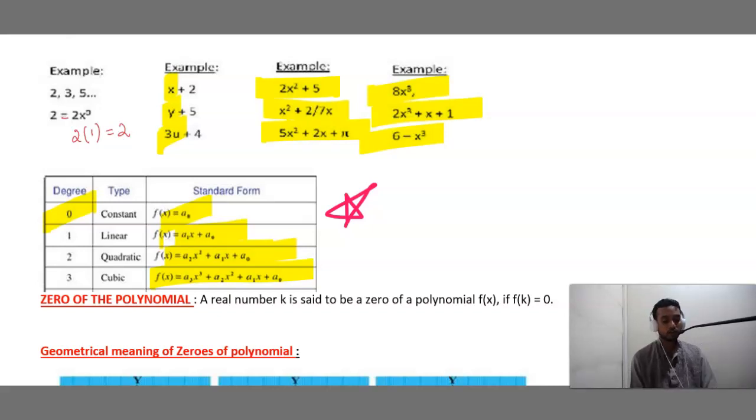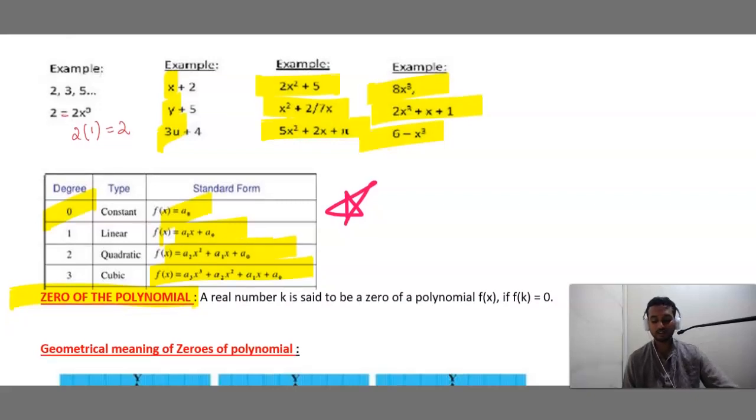Next time I may ask you the question, what is the zero of the polynomial? What do you mean by zero of the polynomial? Is this clear? Okay. A real number k is said to be a zero of a polynomial f of x if f of k is equal to 0. Here, in place of x, we are taking k, and some value will come. If that answer is equal to 0, then k is called a zero of the polynomial. Just write this sentence as it is, children.